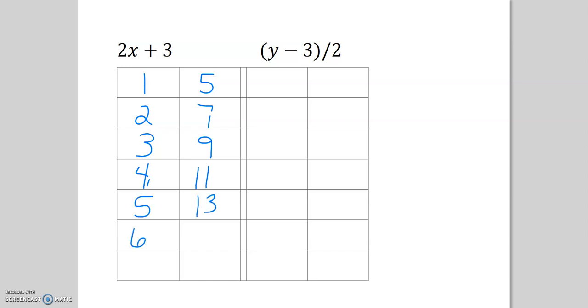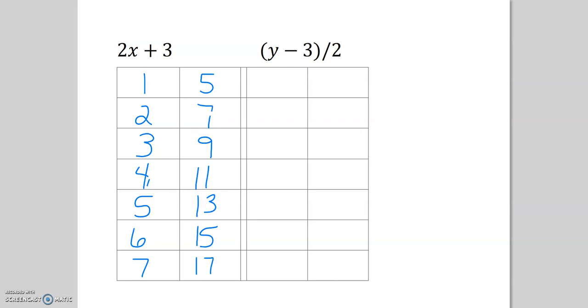And when x equals 6, I get 12 plus 3, 15. Of course, it's a pattern. And then 14 plus 3 is 17. So when I input 7, I get out 17.